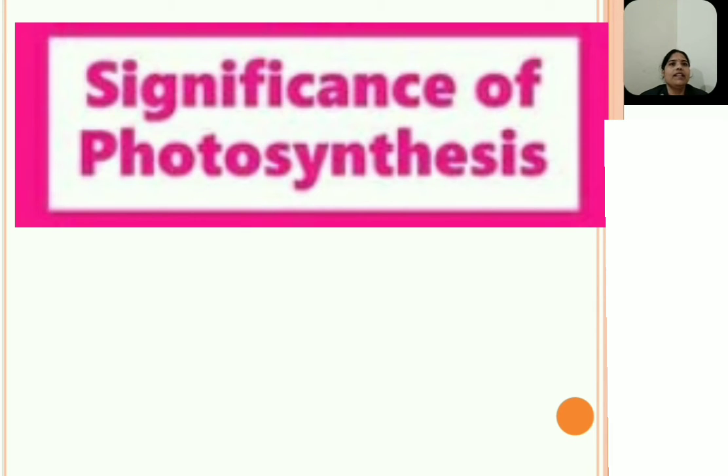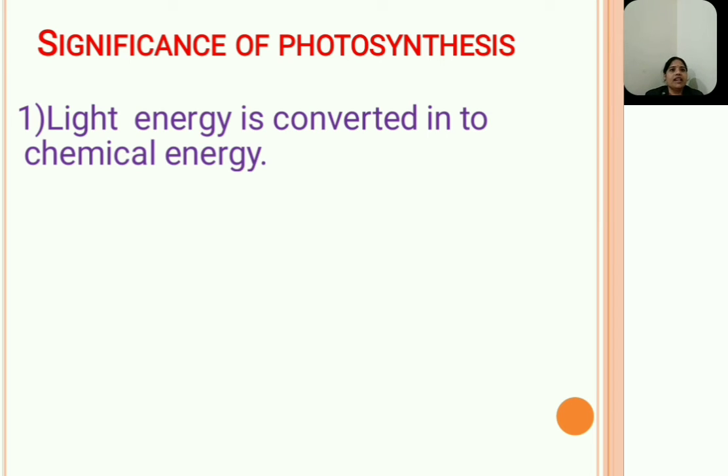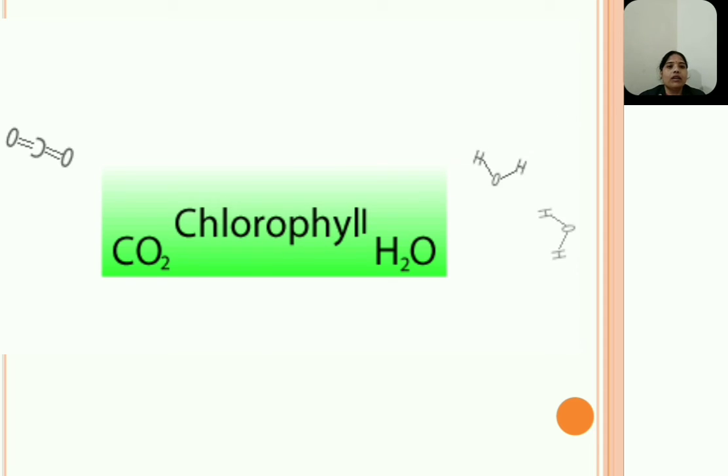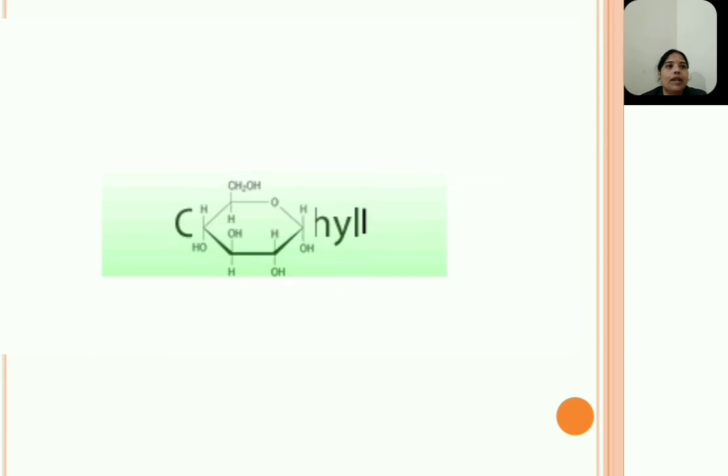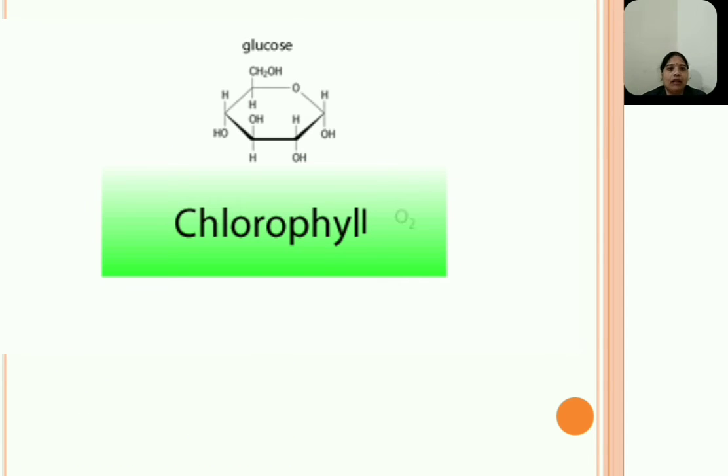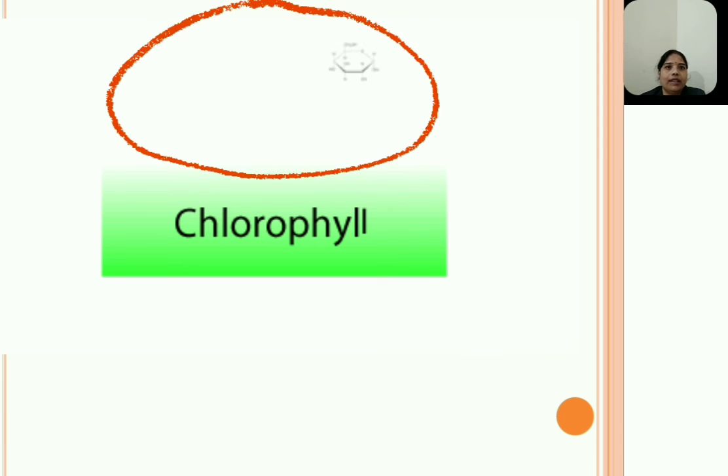The last point in this chapter is the significance of photosynthesis. First, light energy is converted into chemical energy. It is an important natural process during which light energy is trapped and converted into chemical energy. Then it involves synthesis of food.